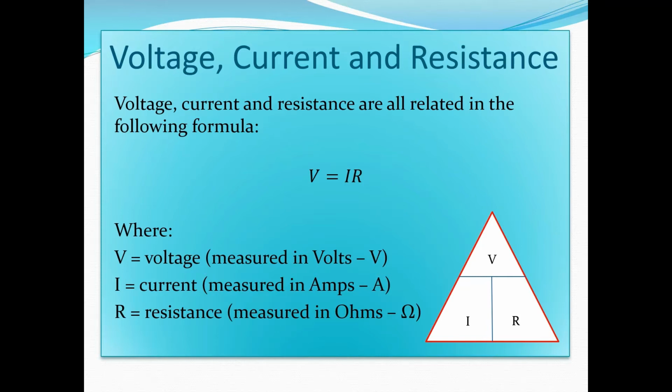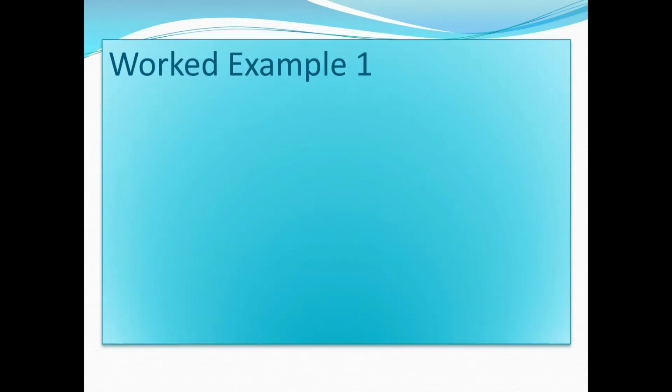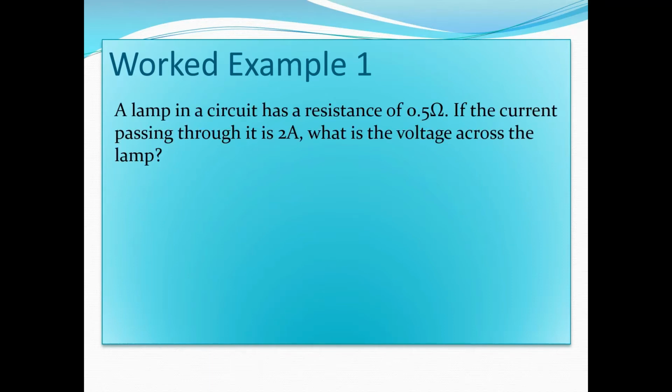Now, let's have a look at this, okay? It's a bit easier to understand when you actually see it used with numbers and in the context of a question. So we'll look at a couple of examples of this. And our first one is a nice simple one. A lamp in a circuit has a resistance of 0.5 ohms.